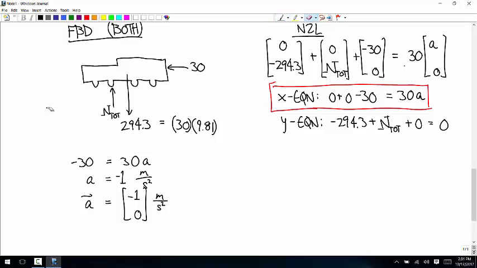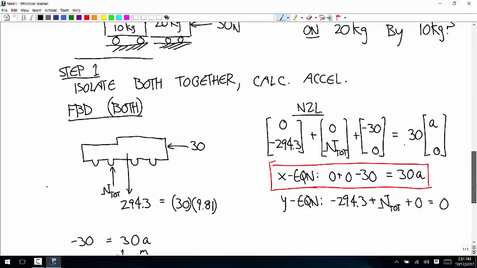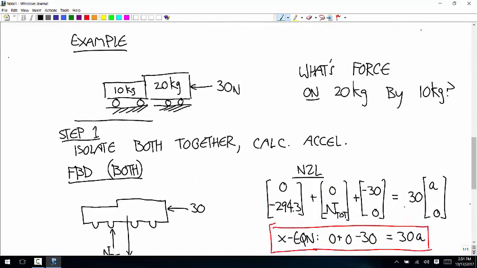So now we know the acceleration. And now that we have that, we can isolate one of those carts individually to figure out the force that's applied to it by the other one. We're trying to figure out the force that's applied to the 20 kilogram by the 10 kilogram. So I'm going to isolate the 20 kilogram cart.